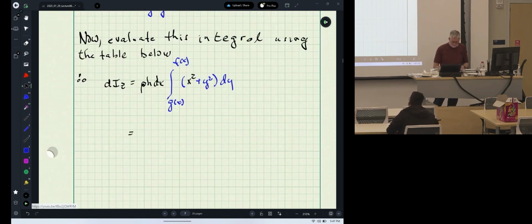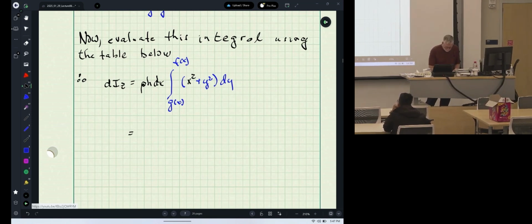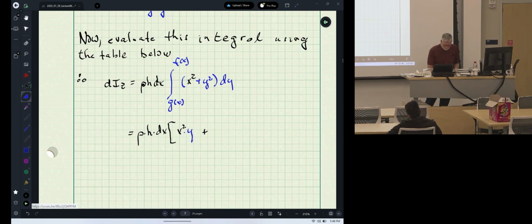Okay, and then the integral of a constant, so we end up with rho times h times dx. So this is x squared times y plus y cubed over 3, evaluated from g of x to f of x.